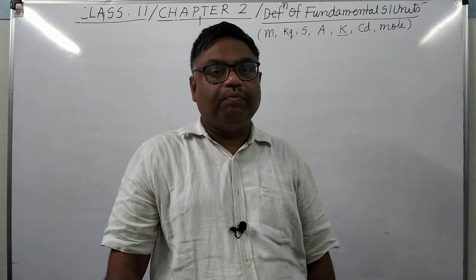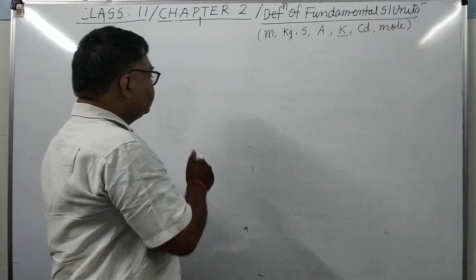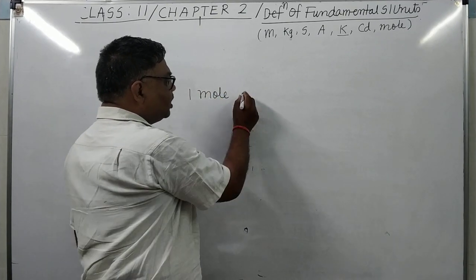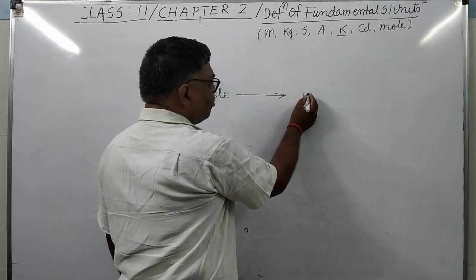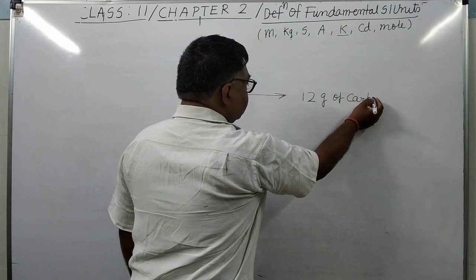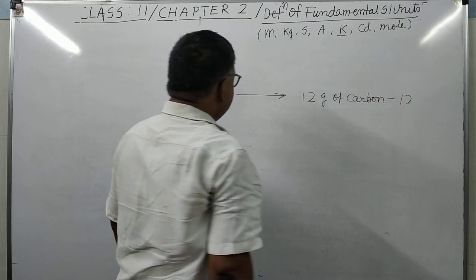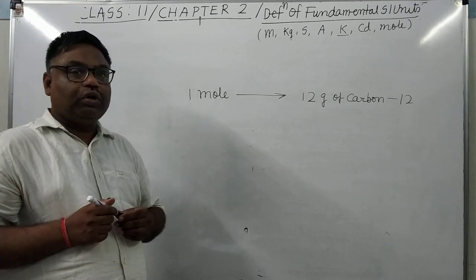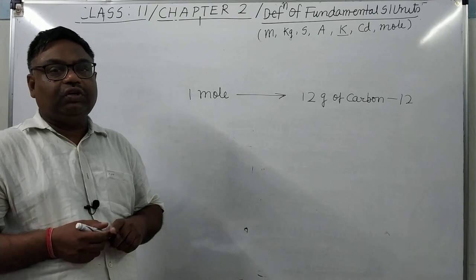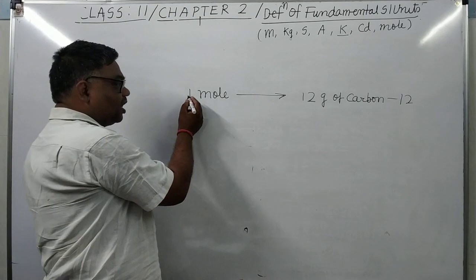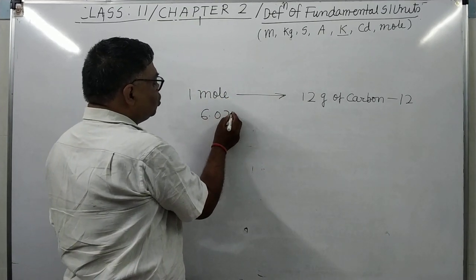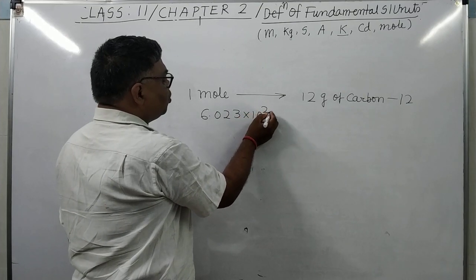Now what is 1 mole? 1 mole of any substance is equal to as many entities of that substance as the number of atoms in 12 gram of carbon. 12 gram of carbon, that is C12. It's clear? And how many atoms are there in 12 gram of carbon? It is 6.023 into 10 to the power 23.